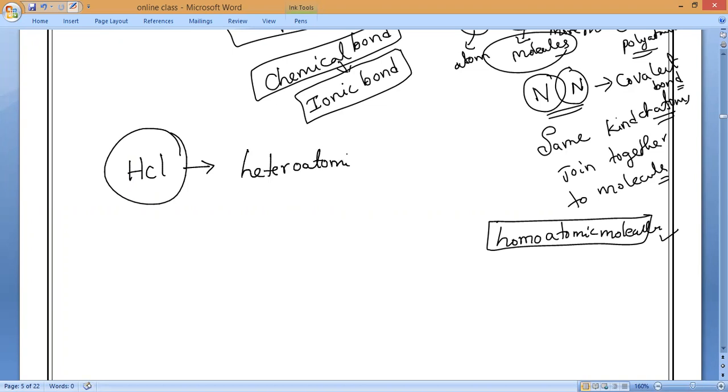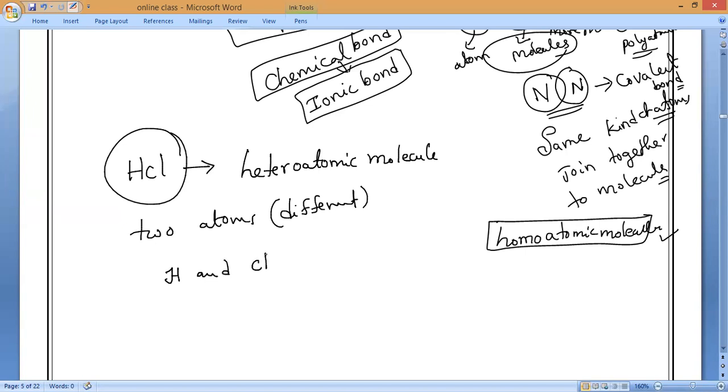Heteroatomic molecules. Heteroatomic molecule. What is the reason behind it? Anybody? It is made up of two atoms. What are the two atoms present here? Two different atoms, hydrogen and chlorine. Yes, everyone, two different atoms. One is a hydrogen atom and another one is what? Chlorine atom. So that is why it is a heteroatomic molecule.